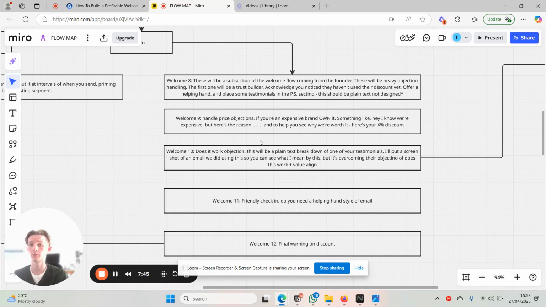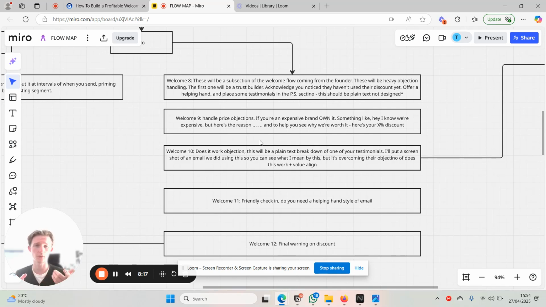The second one, Welcome 9, is basically going to handle price objections. So firstly, if you're an expensive brand, own it. Don't beat around the bush. Just say we're expensive, but there are reasons we're expensive, and it's this benefit, this benefit, this benefit. And to help you see why we're worth it, here's your percentage off to try us out. But the main thing here is just convincing people that it's almost like a risk-free purchase. So you're just trying to push them over the edge by saying, look, it costs this much, and here are the reasons why.